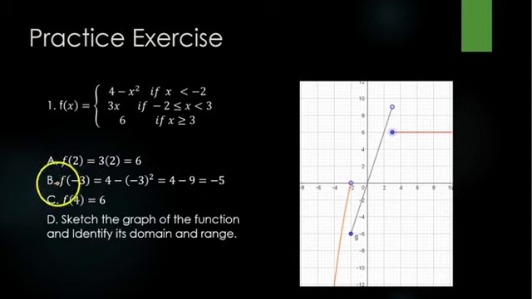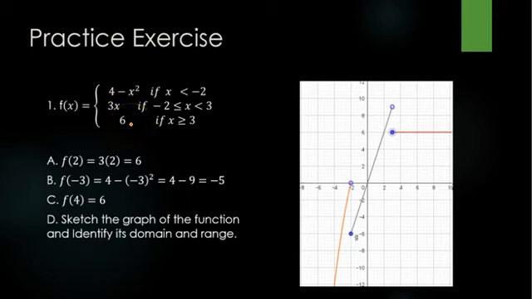And then for letter B, we're looking for f of -3. Since -3 is part of this first condition, we're going to use this to evaluate. So 4 minus 9 is -5. And then for letter C, we have f of 4. Since 4 is greater than 3, it's just a constant function.